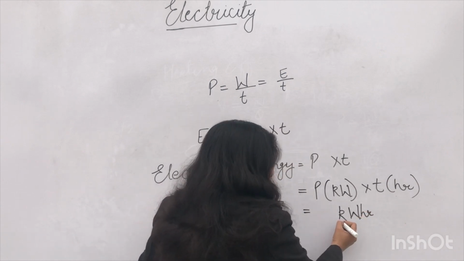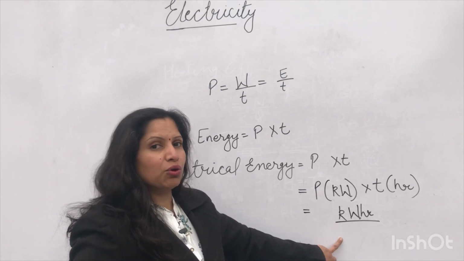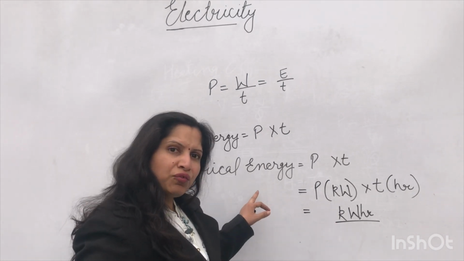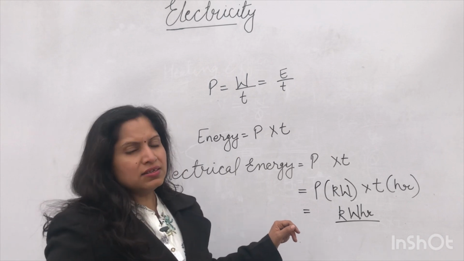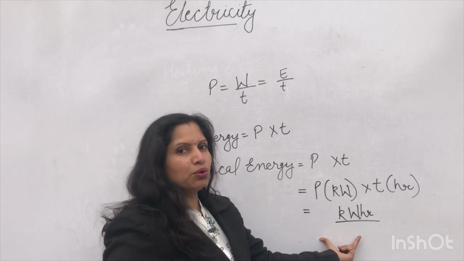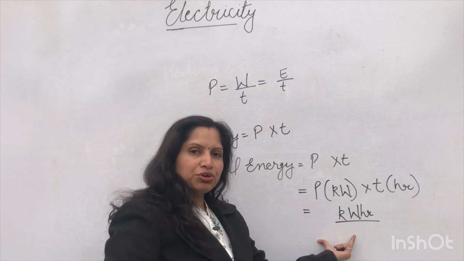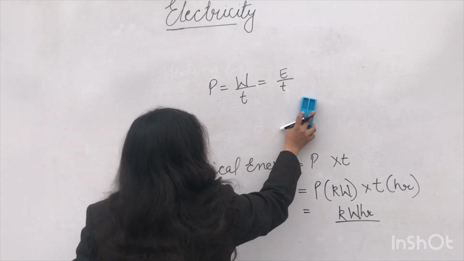So what is the commercial unit of electrical energy? That is kilowatt hour. And what is the SI unit of electrical energy? That is the same as energy, the same as work. That is joules. Okay. So the commercial unit of electrical energy is kilowatt hour and its SI unit is joules only. Let's do one numerical based on that.